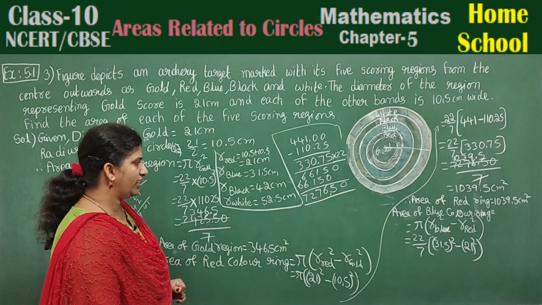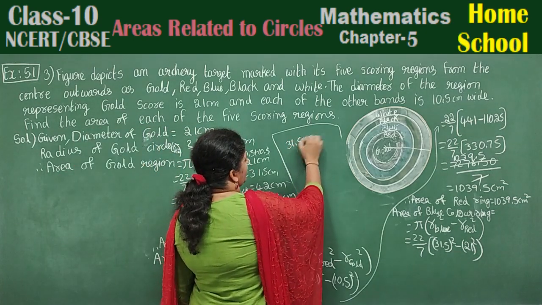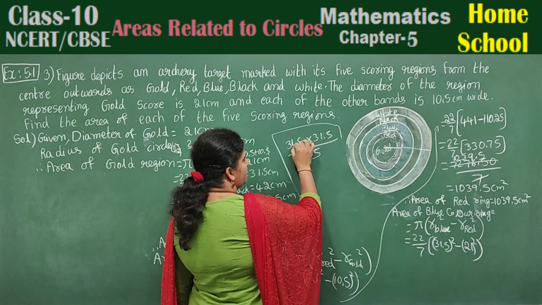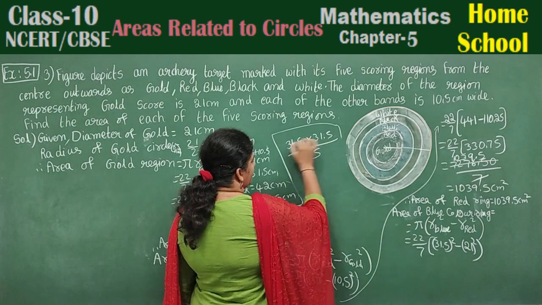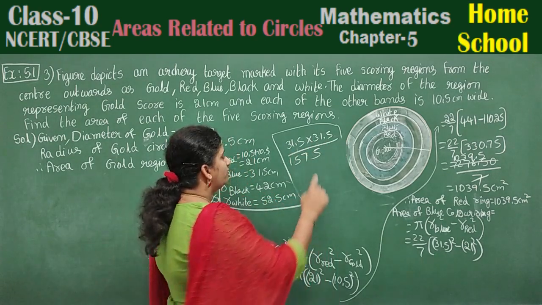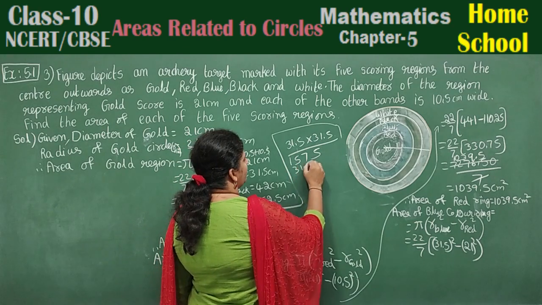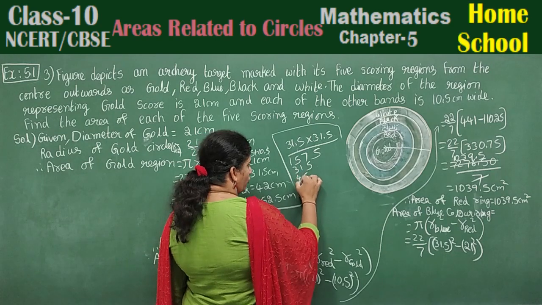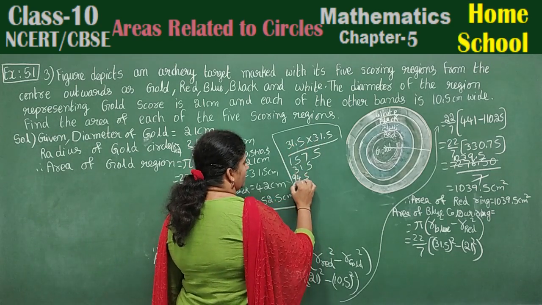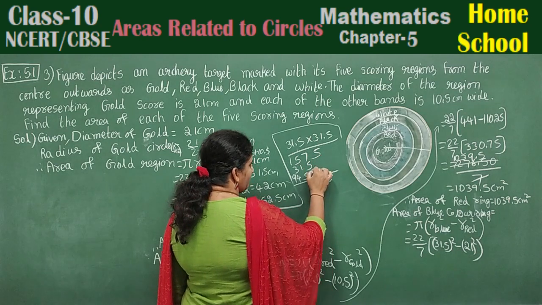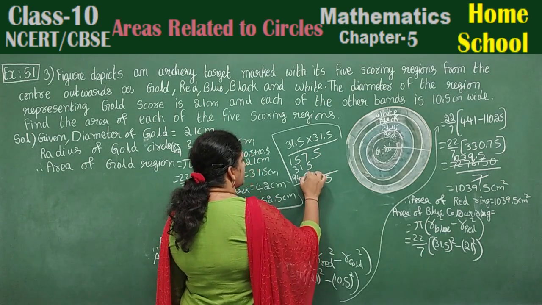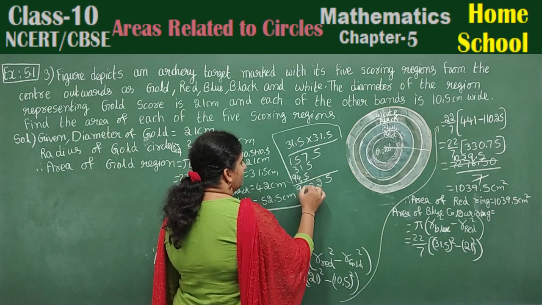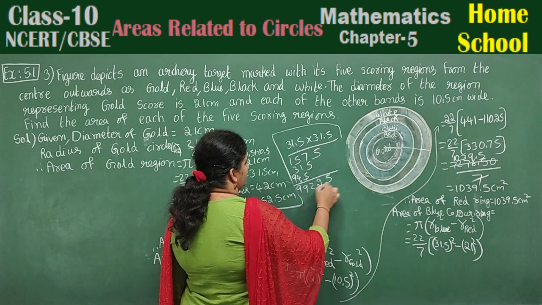31.5 into 31.5, calculate. 5 5s are 25. 5 1s are 5 plus 2, 7. 5 3s are 15. With 1 multiply, 3 1 5. With 3, 5 3s are 15, 3 1s are 3, 4. 3 3s are 9. Add all this. 7 plus 5, 12. 6, 7, 12. 5, 8, 9, 9. And decimal point 2 digits afterwards.